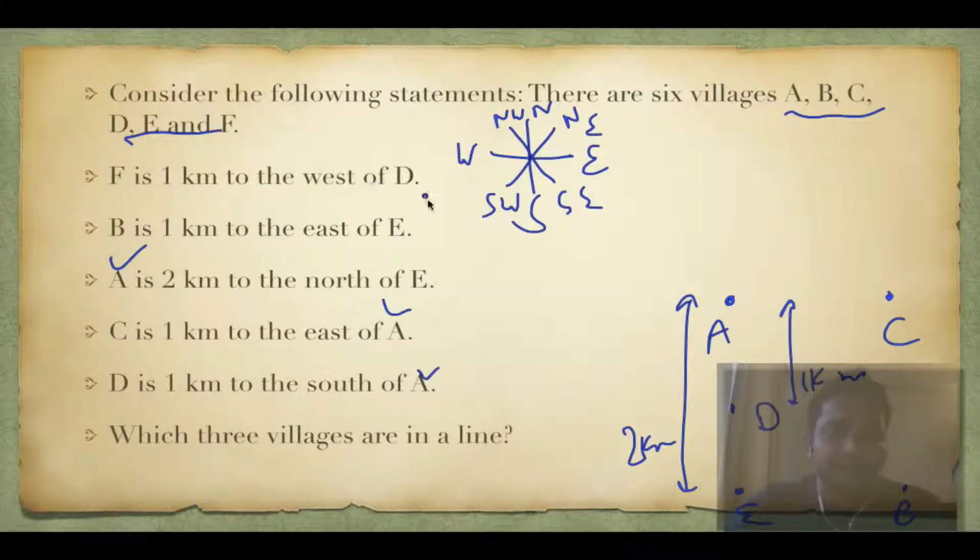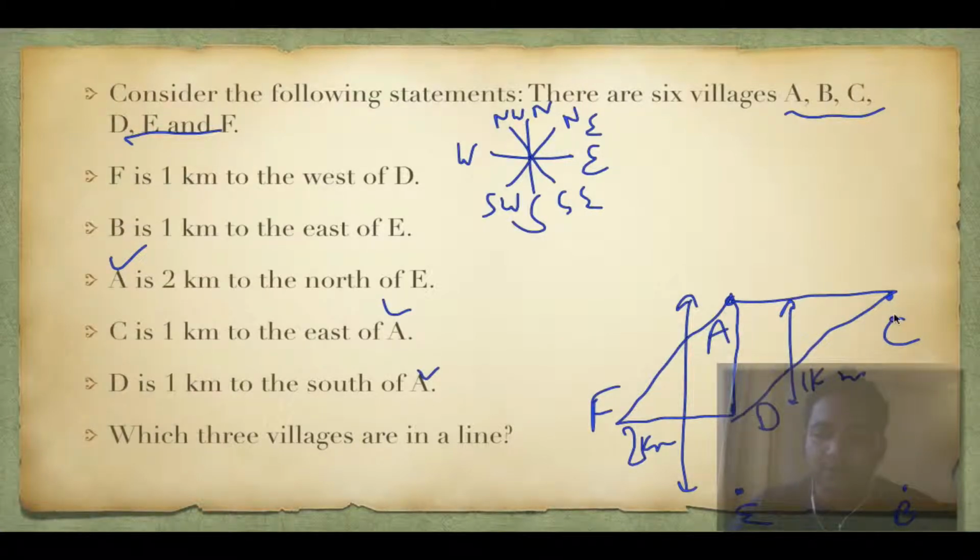And F is 1 kilometer to the west of D. So F is somewhere here. So now do whatever you want to do. It's absolutely ridiculous. Whatever they want to ask, this distance, that distance, this. So there can be formation of these triangles if you can see them. So there can be formation of various triangles or various distances as you already know them.